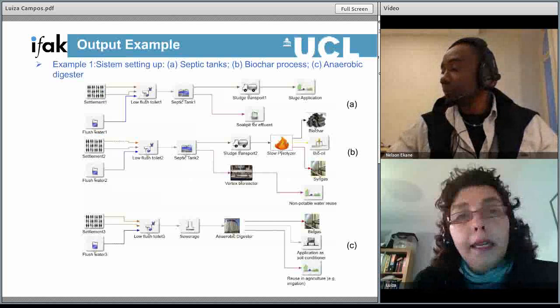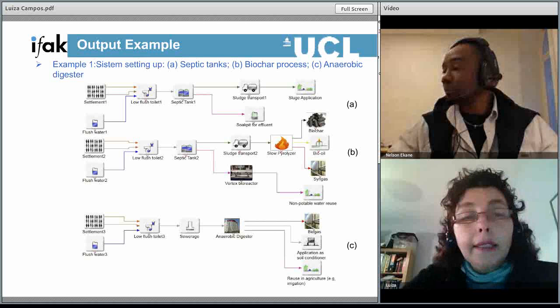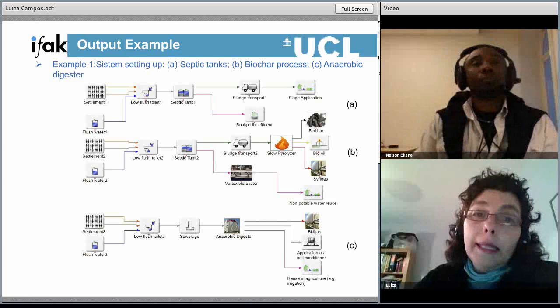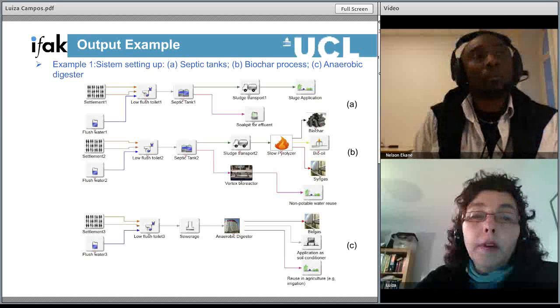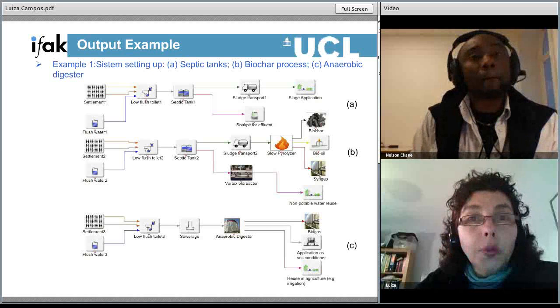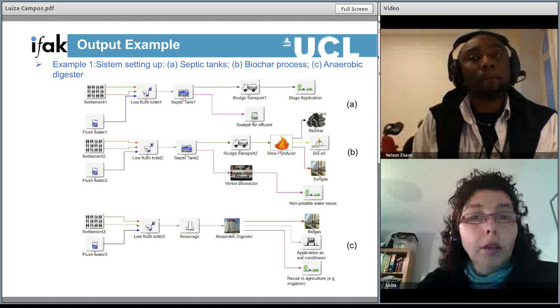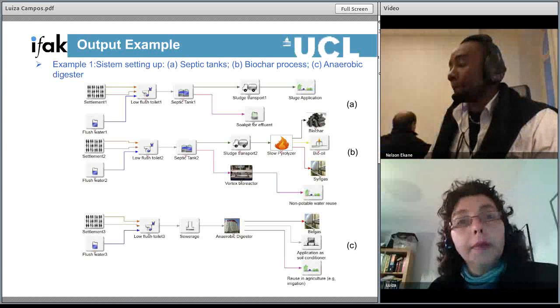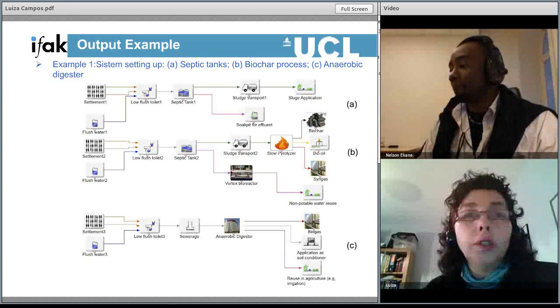Can you pass the next slide, please? As example one, these slides show the system setup. The model is very simple to use, so the user, people like you and me, with some knowledge and training on the use of the program, can easily set up the sanitation chain that you want to simulate.